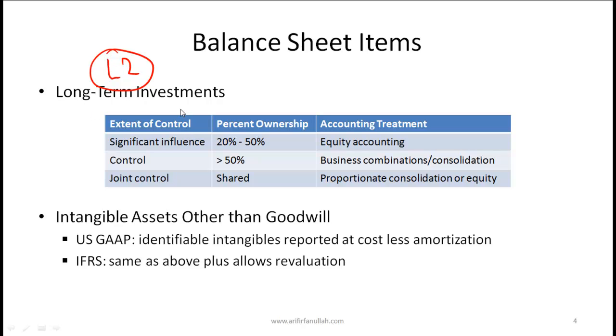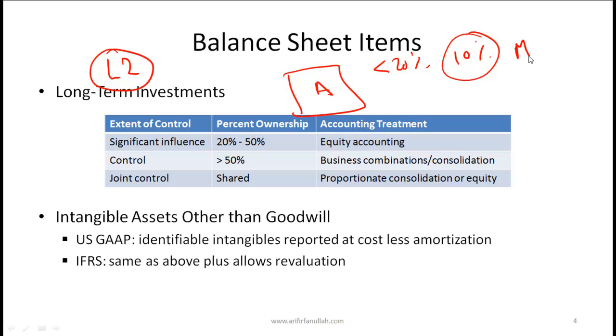First, just understand what we mean by long-term investment. This is where a company, let's say company A, owns a percentage of another company. So if a company owns less than 20%, let's say 10%, then the treatment essentially is like owning stocks in that other company. So this is treated like the marketable securities that I have already talked about.